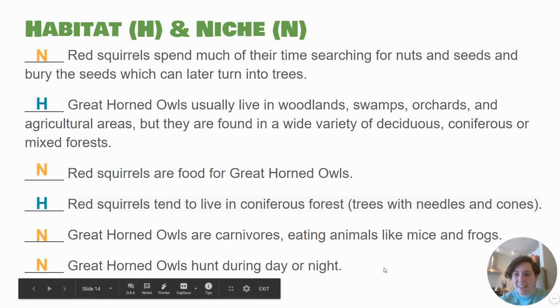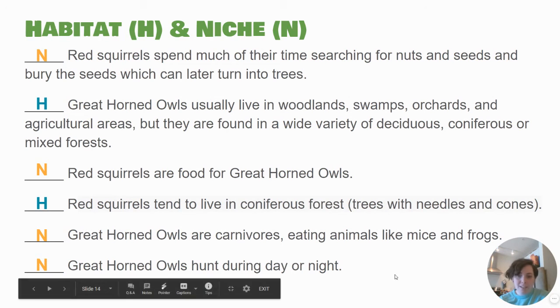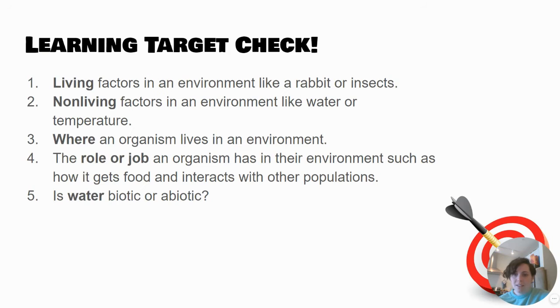All right, here's what we got. So, red squirrels spend much of their time searching for nuts and seeds, and bury the seeds which can later turn into trees. This is something that they do, so that's considered part of their niche. A great horned owl usually lives in woodlands, swamps, orchards, etc. It's talking about where it lives, so that's its habitat. Okay, take a look at the other ones. Make sure you have your correct answers on those. And if you guys have questions about any of these, of course, feel free to reach out to me.